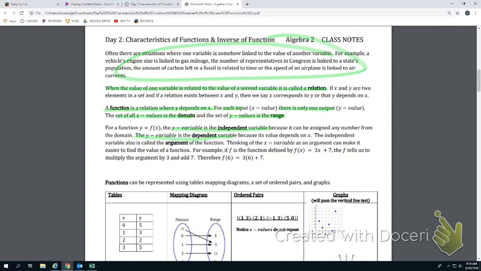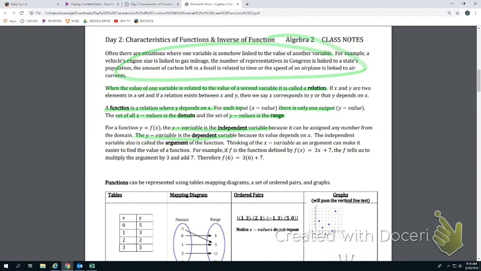All right, these next few sentences. Follow me here. Thinking of the x variable as an argument can make it easier to find the value of a function. All that's saying is you're going to take the value of an x variable, whatever x value you want to pick, and you can put it into the equation to figure out what the output is with the y value. For example, if f is the function defined by f of x, that's how you would say that, equals 3x plus 7, the f tells you to multiply the argument by 3 and add 7. Therefore, f of 6 is 3 times 6 plus 7.